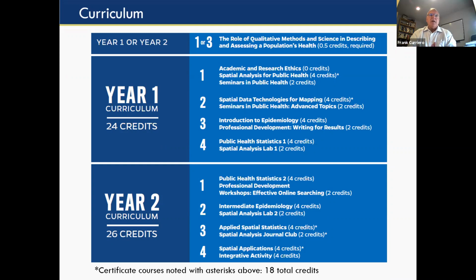So there are other courses scattered throughout here that are related to spatial analysis, but those 4 I mentioned are the primary ones. The certificate students would take the GIS class and the spatial data classes in terms 1 and 2, and then in terms 3 and 4, they would go right into the applied spatial statistics class and the spatial applications class. So certificate students don't do that integrated activity, that culminating experience.